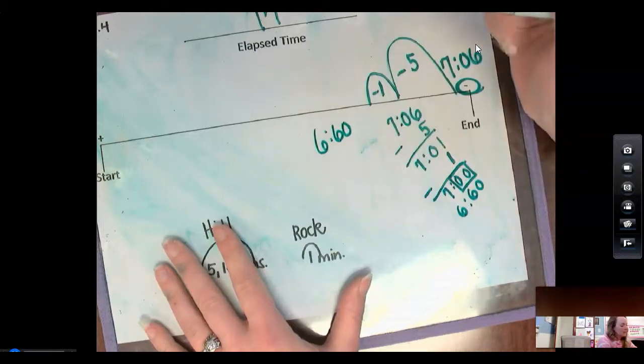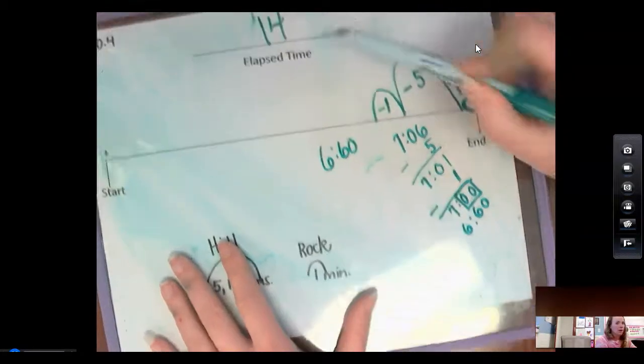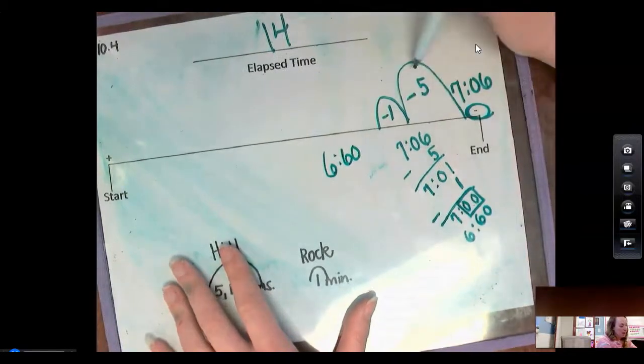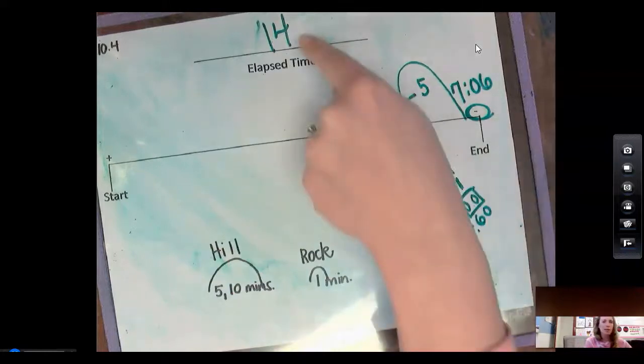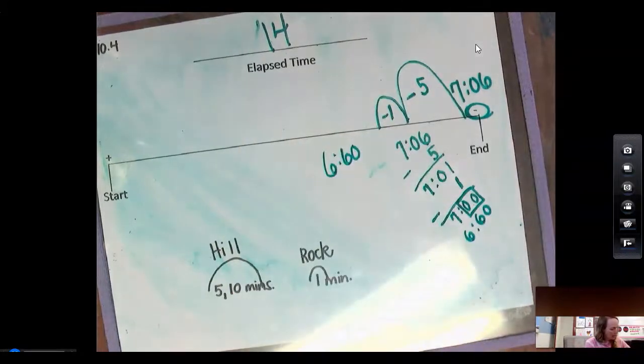Okay? All right, let's see where we're at. Have we went 14 minutes yet on our elapsed time? I'm at 6 minutes. So have I went 14 minutes? No, so that means I'm not done. Now, what are we going to use?